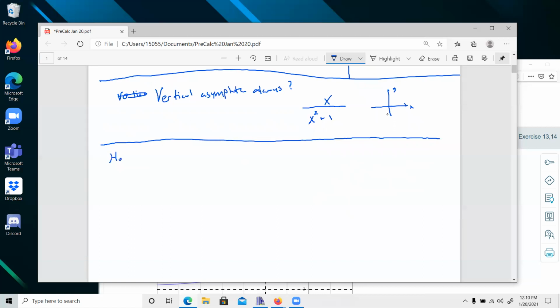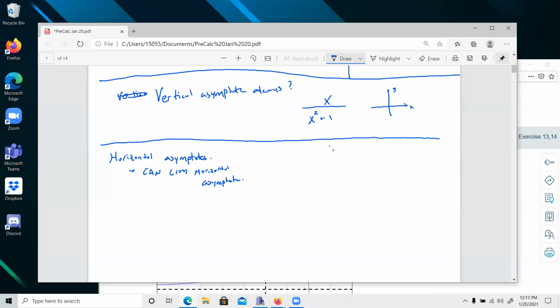Great. What about horizontal asymptotes? This is where rational functions get to be very difficult, because there's a couple of different cases that we have got to go through and start figuring out. First off, you can cross a horizontal asymptote. So you can cross that horizontal asymptote.